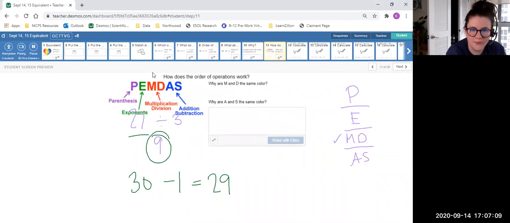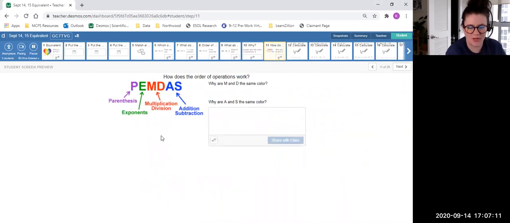Clear off. There we go. Okay. I wrote it vertically. They have it horizontally. Doesn't matter. The question is, why are M and D the same color? Like in this case, they're both red. And in the A and the S, the addition and subtraction are blue. Why? Well, they're done at the same time, right?